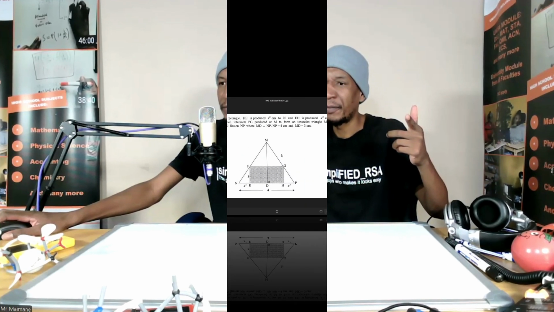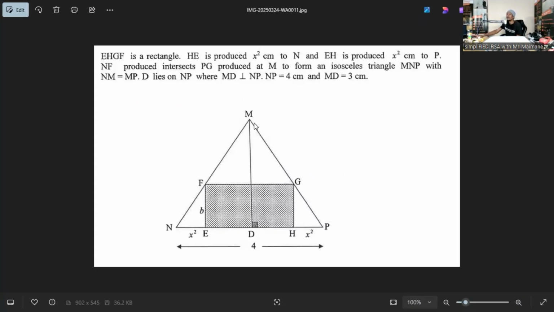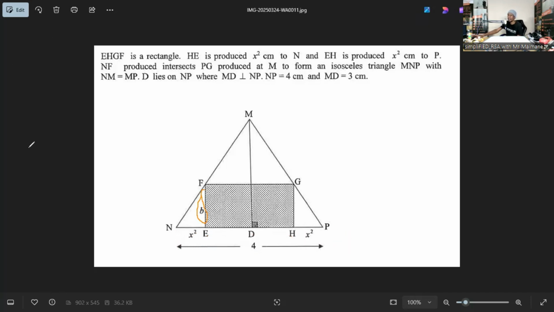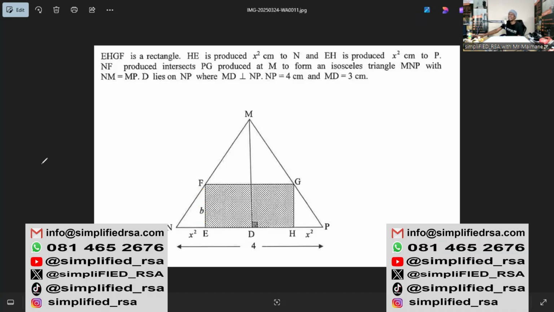But before we go further, let's analyze the situation that we have. Looking at the given triangle and the rectangle inside the triangle, we need to find the length of the rectangle. By the length, I mean EF, which is given as B. We need to find the value of B in terms of x to determine what we are required to. To do that, look at this.